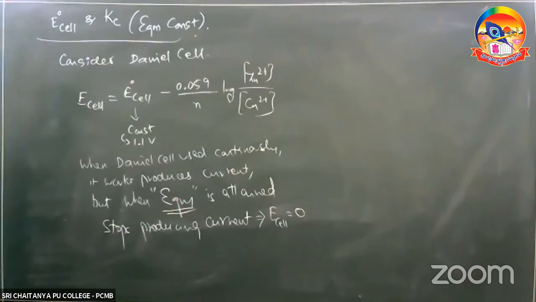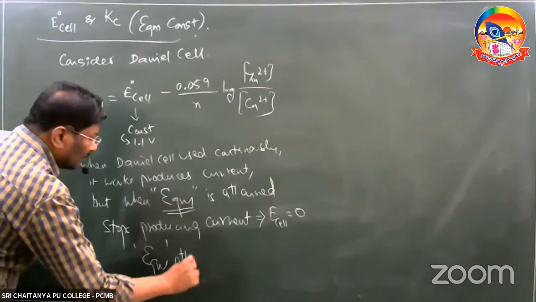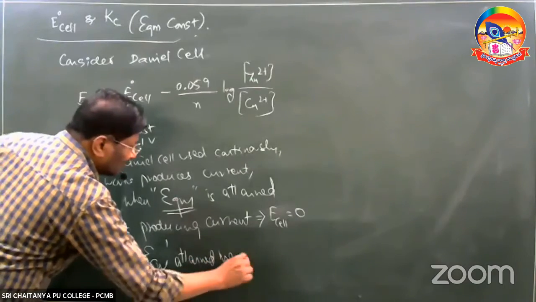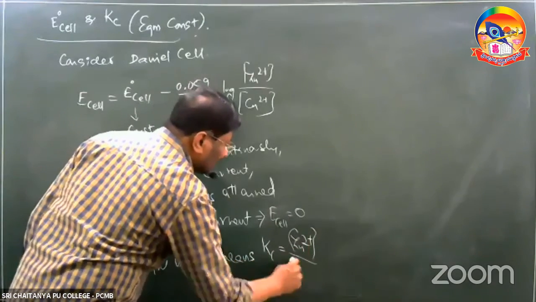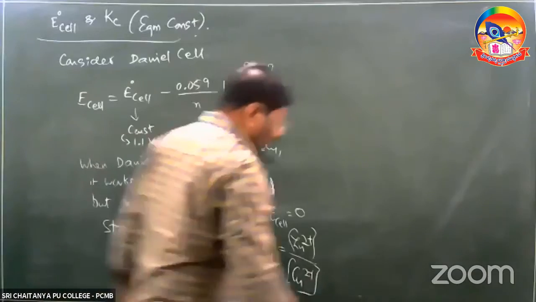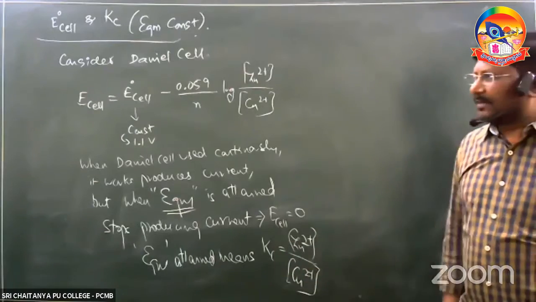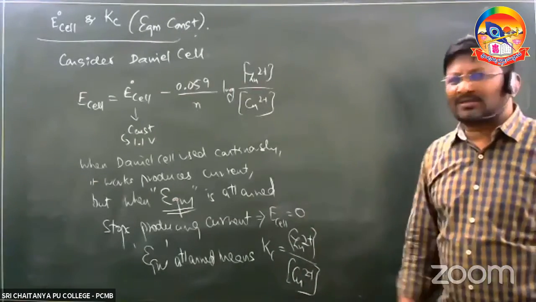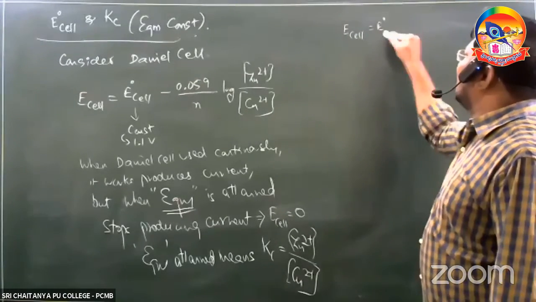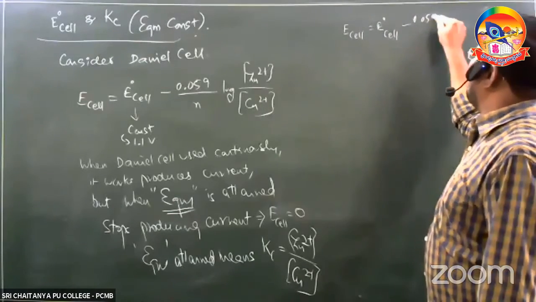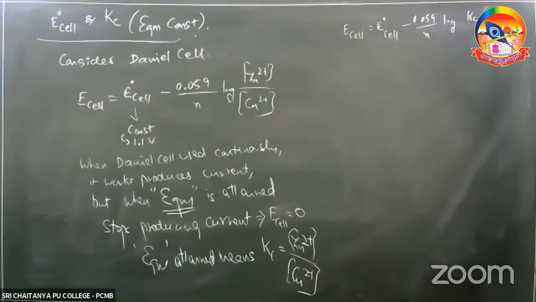And when equilibrium is attained, Kc is equal to products by reactants. Is it not? When equilibrium is attained, Zn2 plus by Cu2 plus is nothing but Kc. So therefore, what do you write? E cell equals E naught cell minus 0.059 by n log Kc. Log Kc. Is it not?